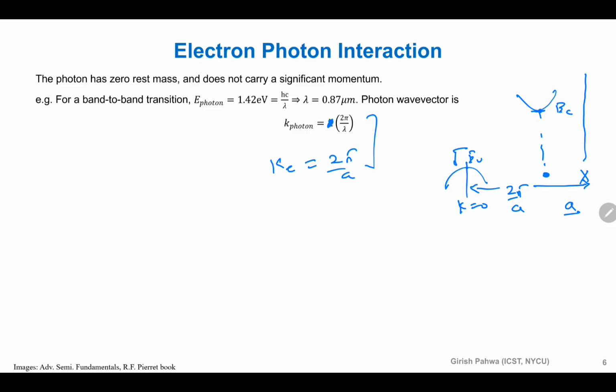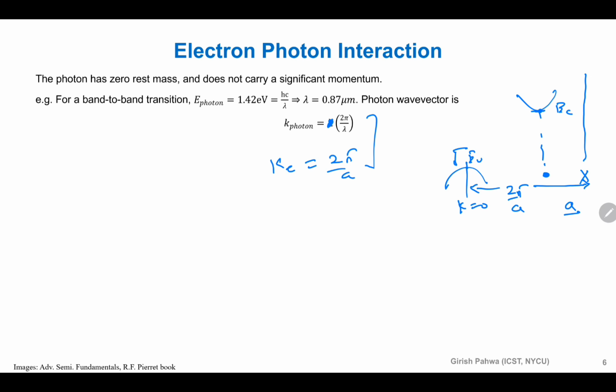Compare these two. H bar k is the momentum. Now compare the momentum of these. K of the photon is equal to 2 pi by lambda and k of the electron is equal to 2 pi by a. Lambda is in the range of micrometer. What is the range of this a? What is the unit cell length for silicon? 5.43 angstrom. Of the order of 10 to the power minus 10. This is of the order of 10 to the power minus 6.